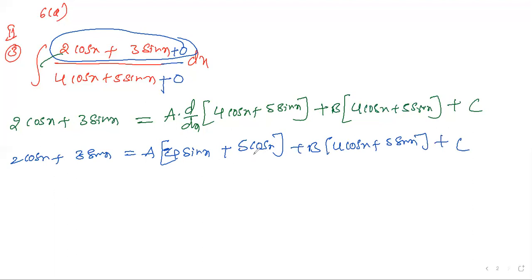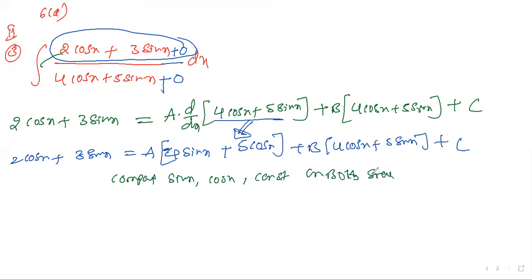Okay, still any doubt? I just do the derivation for this. I got these results. I don't want to do any other thing. Now let us take the next step. Compare sin x, cos x coefficients and constants on both sides. Both sides means left and right sides. Let us take a question now.